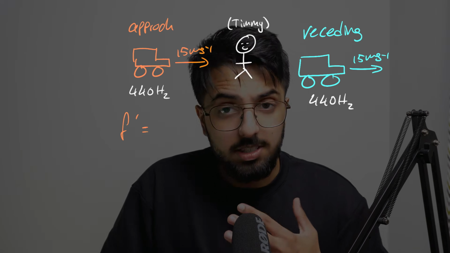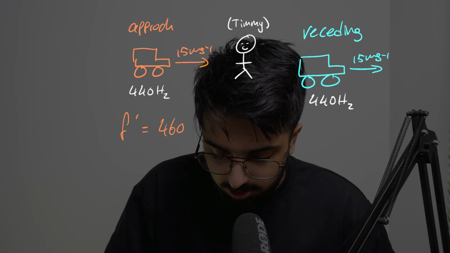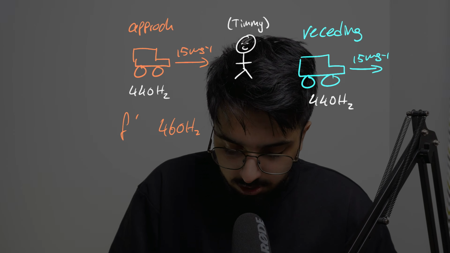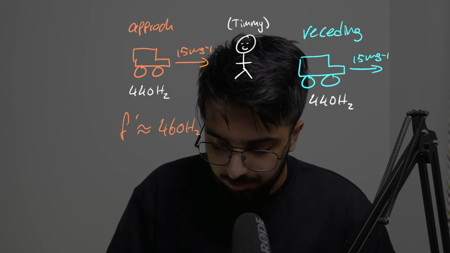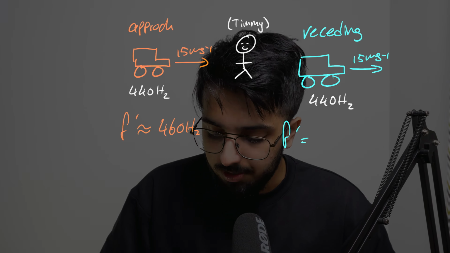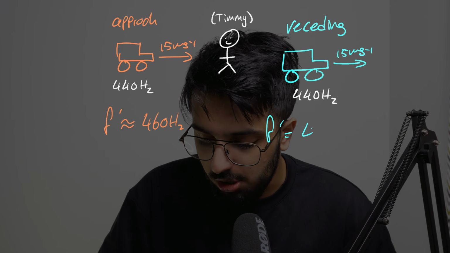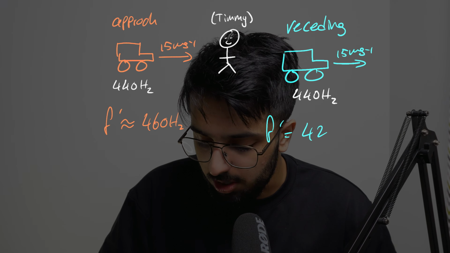approaching will probably be something like 460 hertz. This is a rough estimate. We have no other numbers, so it'll be an approximation. And then once it's receding, the change in frequency that Timmy will observe would be something like 420 hertz. Again, this should be an approximation. So the key idea is that when the source is approaching, the observed frequency of Timmy is going to be higher than the source, and then when the source is receding away from Timmy, the observed frequency is going to be lower than the source.